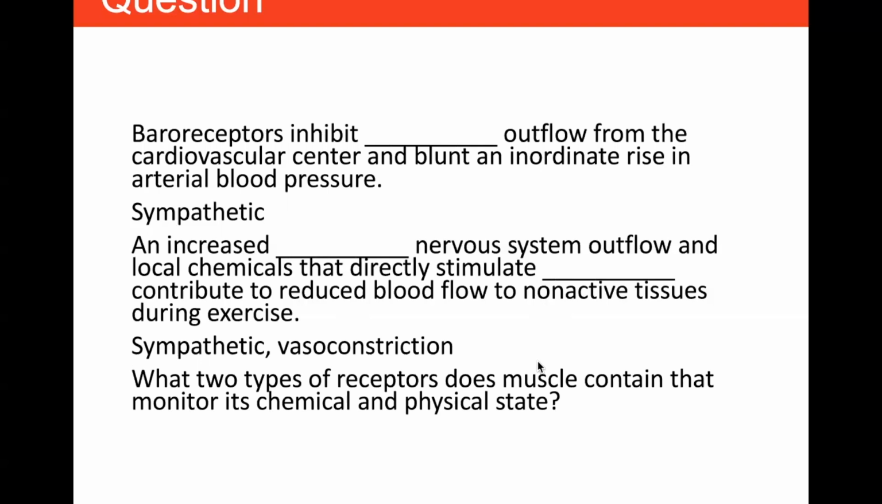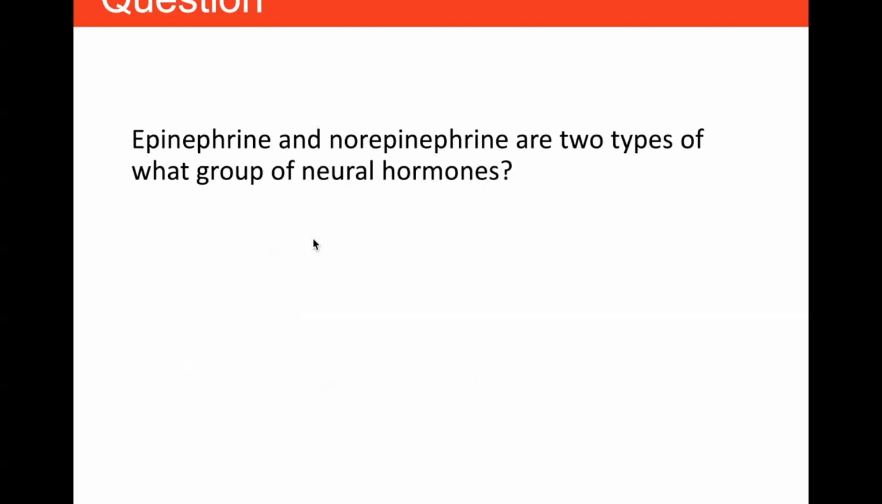All right, what 2 types of receptors does muscle contain that monitor, and this is the hint here, its chemical state and physical state, those 2 states, and those should make sense now. Chemical state is going to be, right, yes, chemoreceptors. Physical state or mechanical state is going to be mechanical receptors. Those are the 2 ways that muscles communicate to the heart, chemoreceptor, and to the lungs, to the pulmonary system.